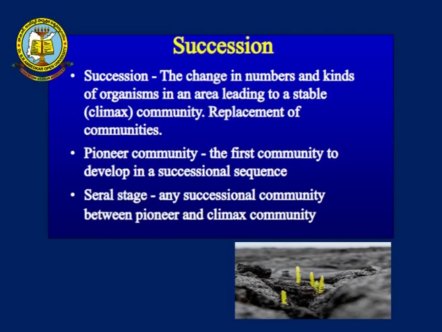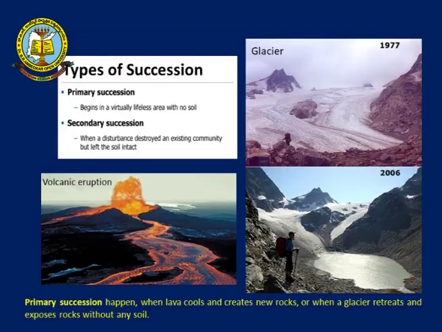Pioneer communities are the first communities which have developed in a particular ecosystem. Serial stage is any succession community between the pioneer and the climax community. Now, the plants over here are the pioneer community, where you do not find any other particular plants. Under types of succession, you have two types: primary succession and secondary succession.